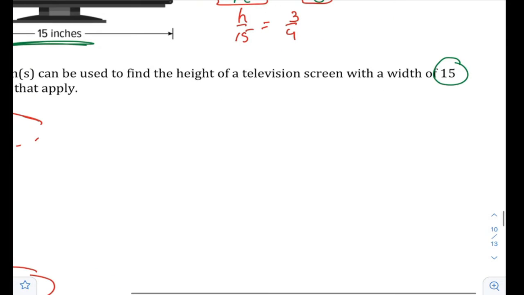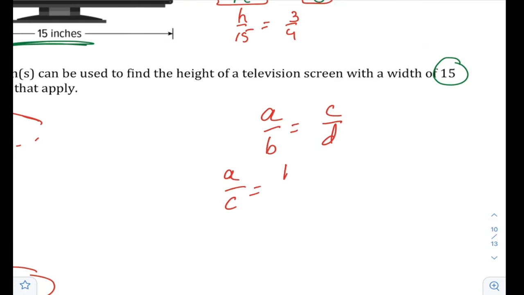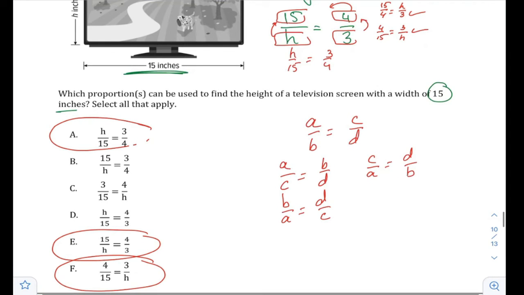So for the proportion as a summary, if you have A over B is equal to C over D, we can say that A over C is equal to B over D. This is correct. We can say B over A is equal to D over C. We can say that C over A is equal to D over B as well. All these are correct. We have many more, but this is the most common one.